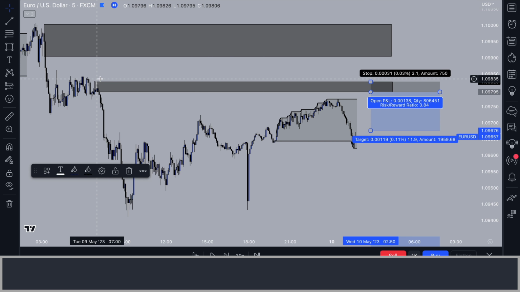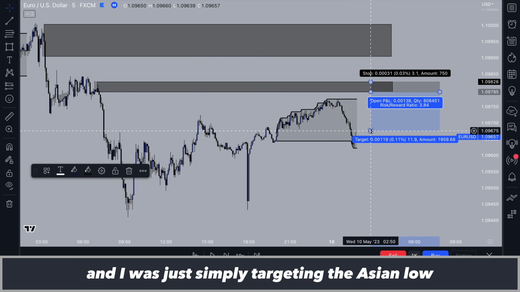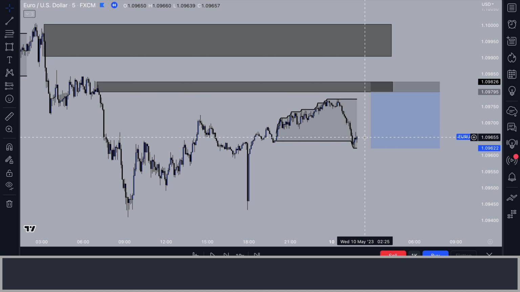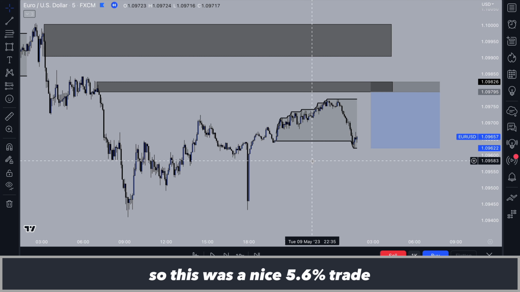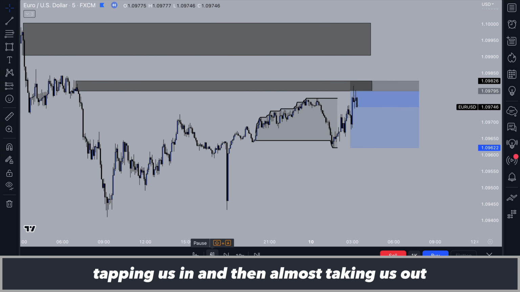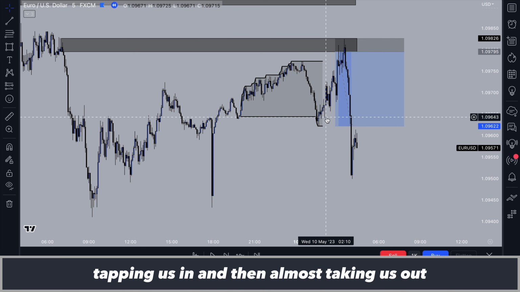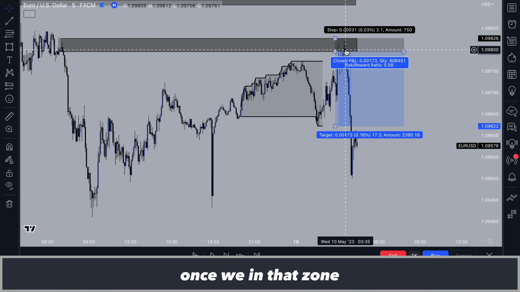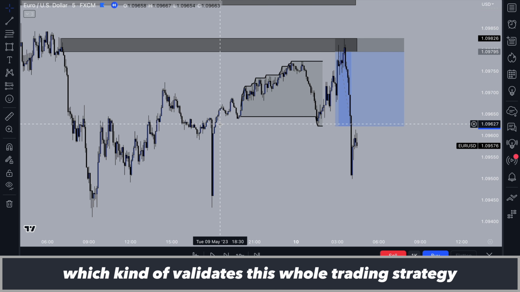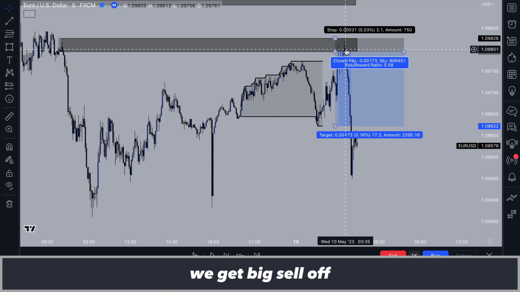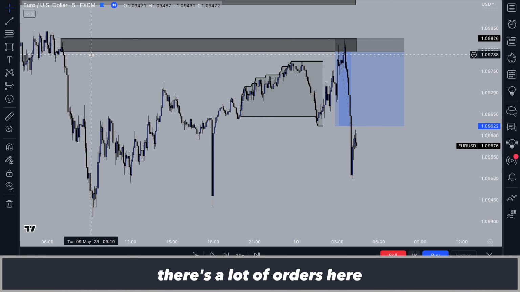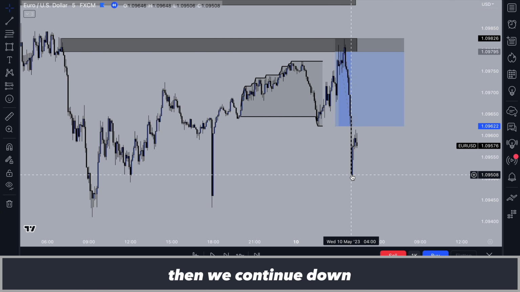So for this trade, what I did first was I put my sell limit up here, stop loss above the high, and I was just simply targeting the Asian low. So this was a nice 5.6% trade, and as you will see, it played out very nicely. Tapping us in, and then almost taking us out, but as you can see, once we're in that zone, a lot more selling, which just kind of validates this whole trading strategy. The fact that when it taps into our zone, we get a big sell-off, shows that we were right in thinking that there's a lot of orders here, because when it comes back in, then we continue down.